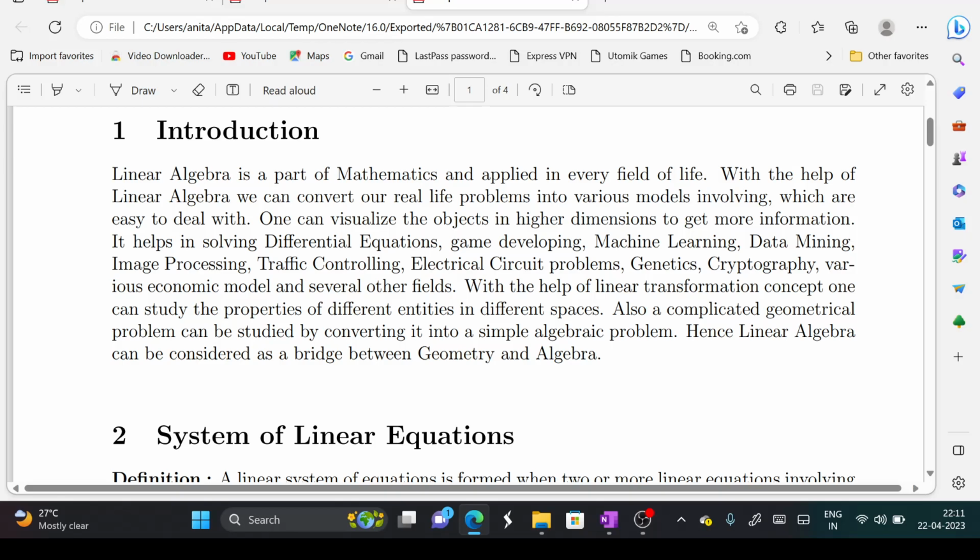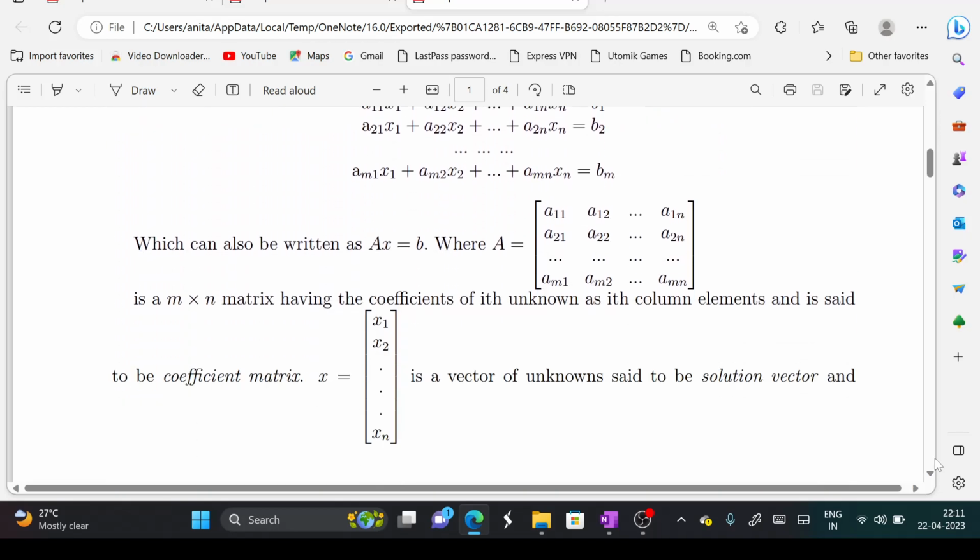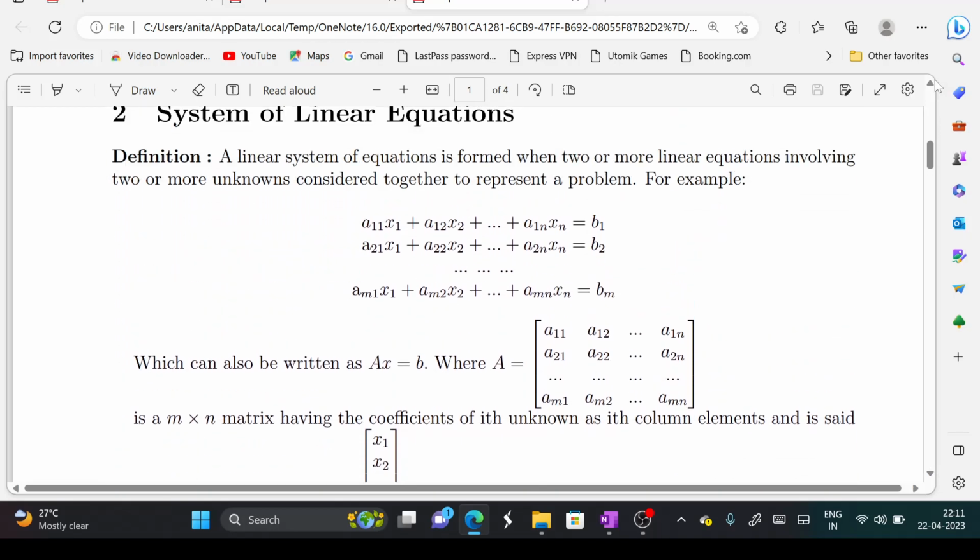Also, with the help of the linear transformation concept, one can study the properties of different entities in different spaces. Also, a complicated geometrical problem can be studied by converting it into a simple algebraic problem. Hence, linear algebra can be considered a bridge between geometry and algebra. So, before discussing more, what are systems of equations? Linear algebra deals with the study of a system of equations and their solutions in different aspects.